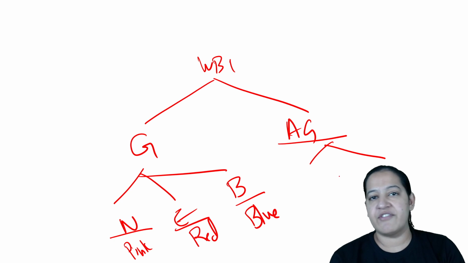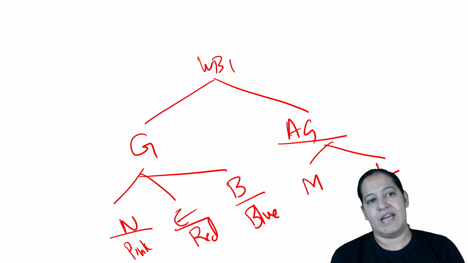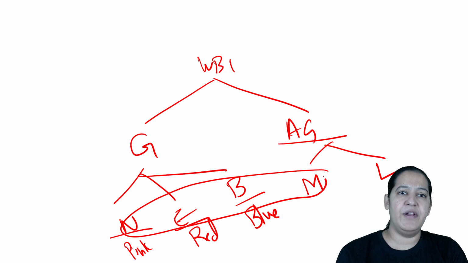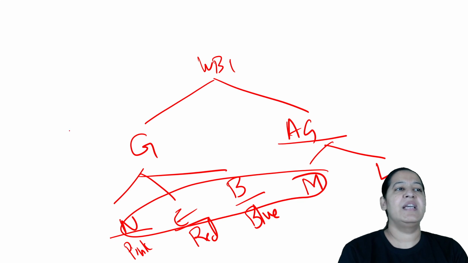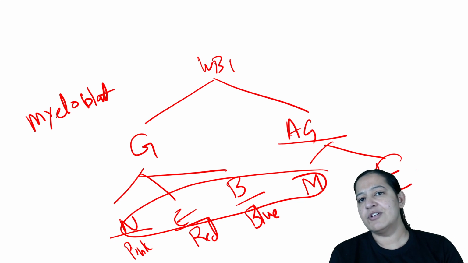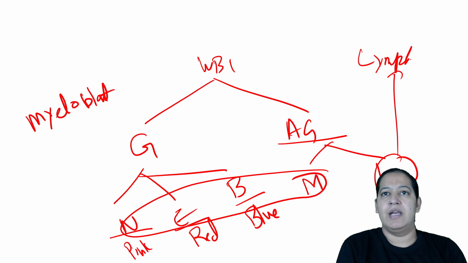They do not have granules in their cytoplasm. So it is monocyte and lymphocyte. All these cells, neutrophil, eosinophil, basophil and monocyte, are formed from myeloblast in the bone marrow. Only lymphocyte is formed from lymphoblast.